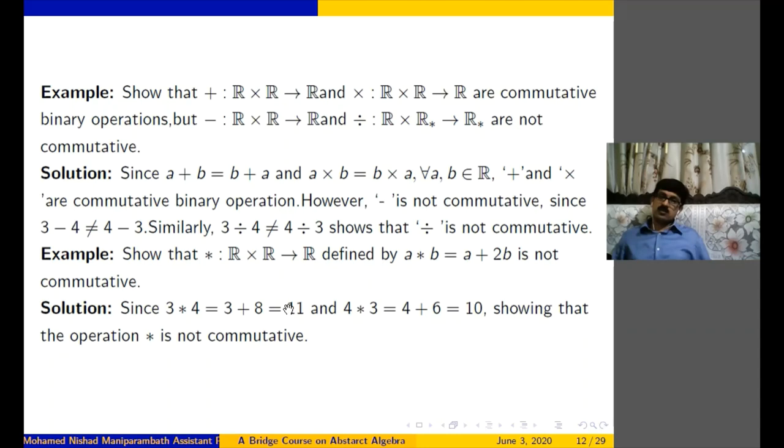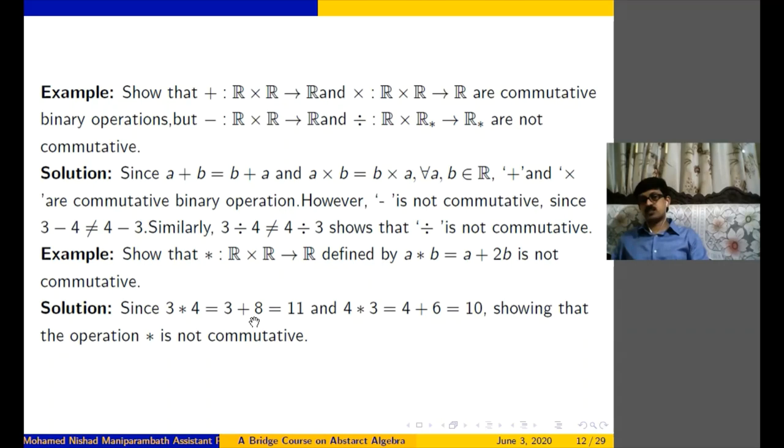Think about it with an example, 3 star 4. By the definition, instead of b here we have 4, and 2b is 2 into 4, which is 8. So a plus 2b, that is 3 plus 2 into 4, 3 plus 8, is equal to 11.